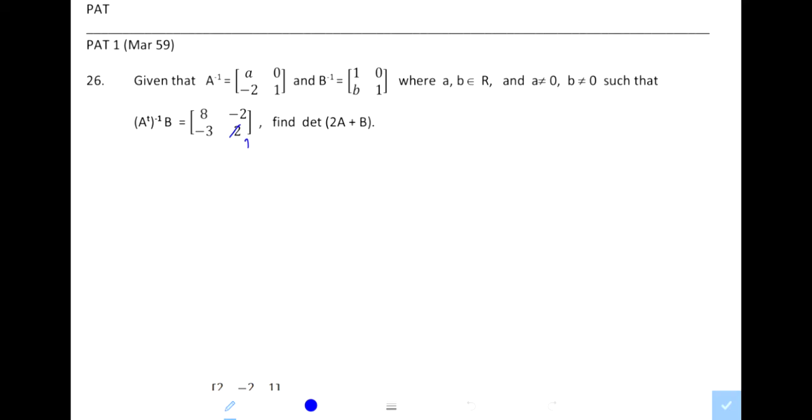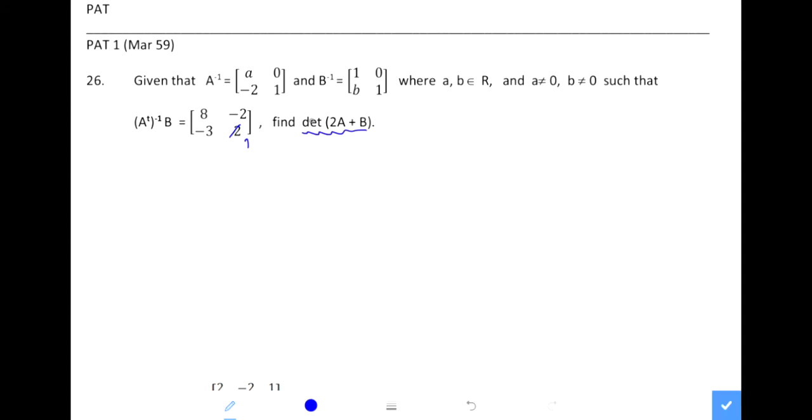So what you have is A inverse, B inverse, and this is what you have, and A and B are any real numbers. A is not zero, B is not zero, and this is the other information that you have. And the problem asks you to find det of 2A plus B.